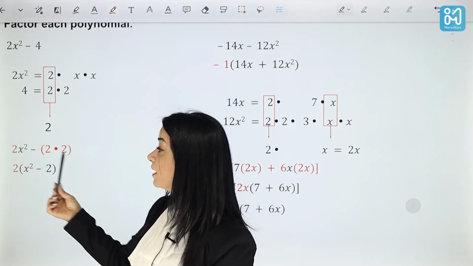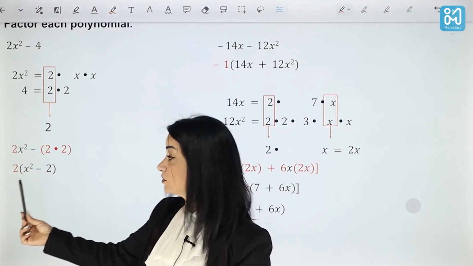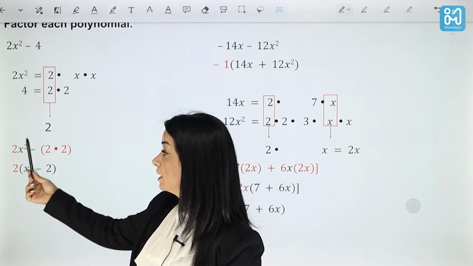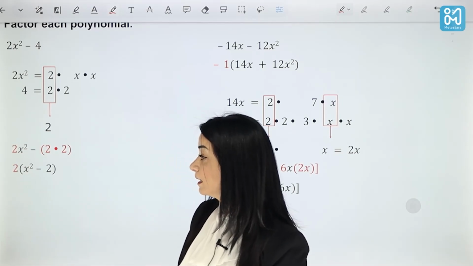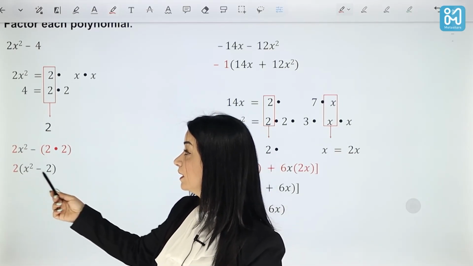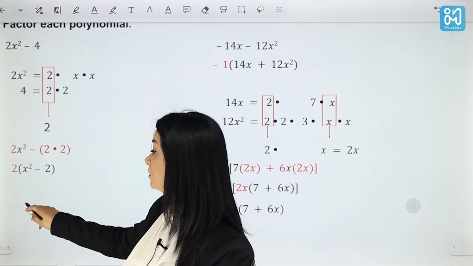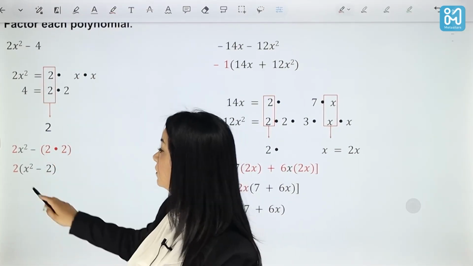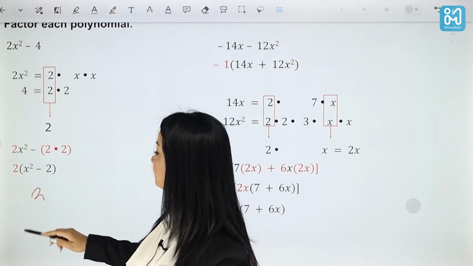What is the common factor between them? The common factor between them is 2. So I can take 2 outside. I can take 2 out, then open my bracket to have what? x squared minus 2. So 2 times x squared minus 2.